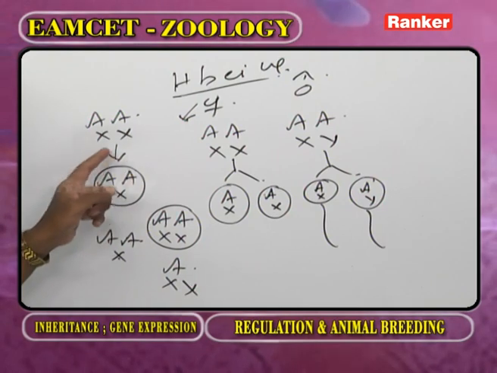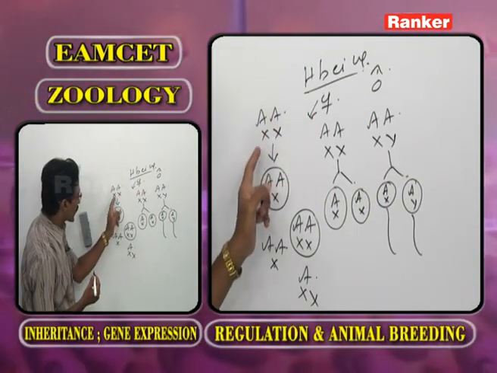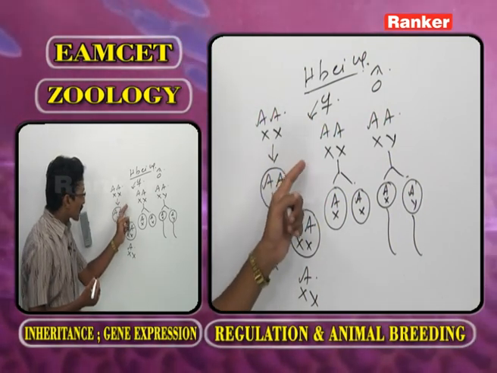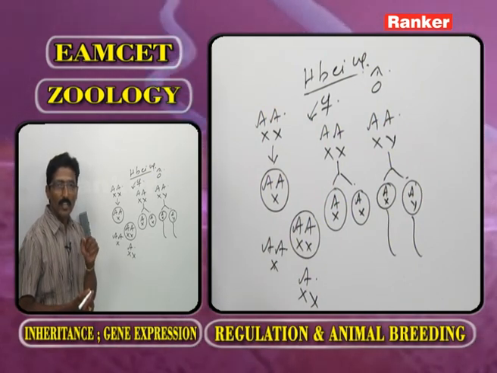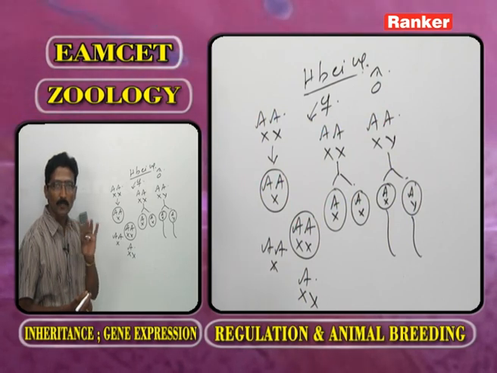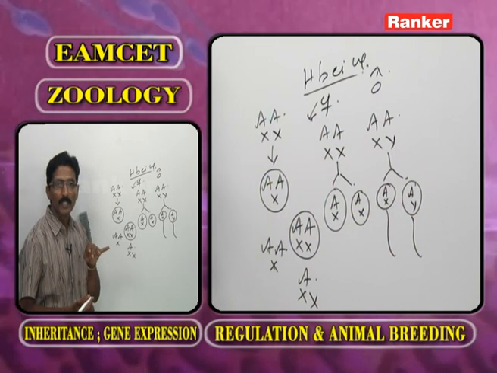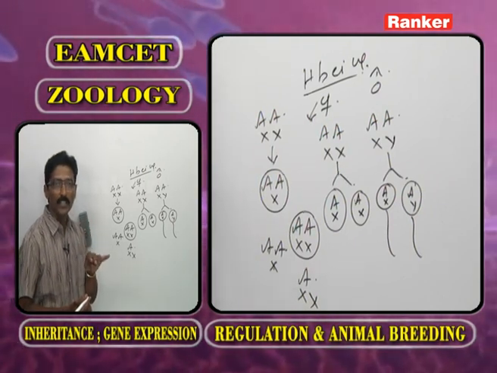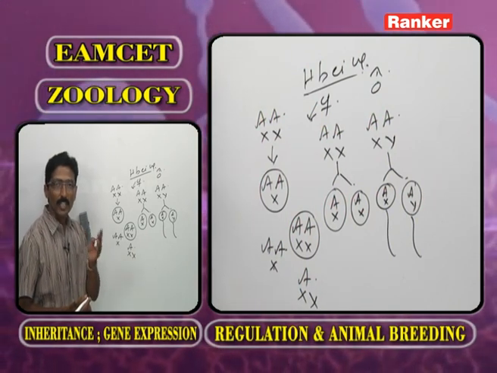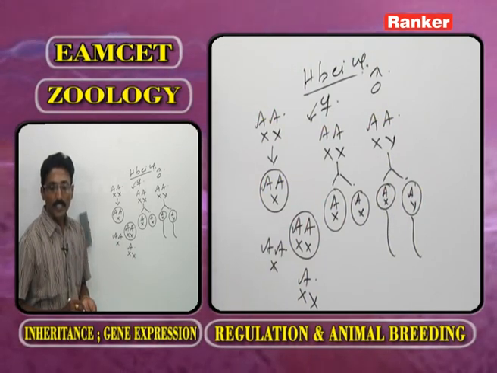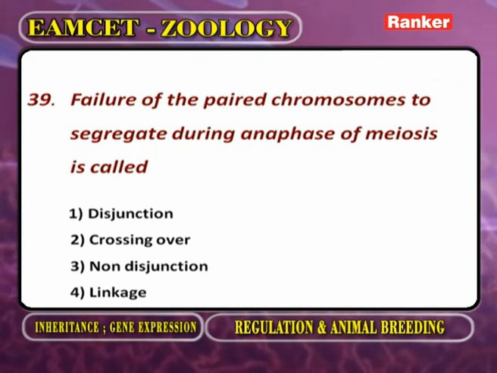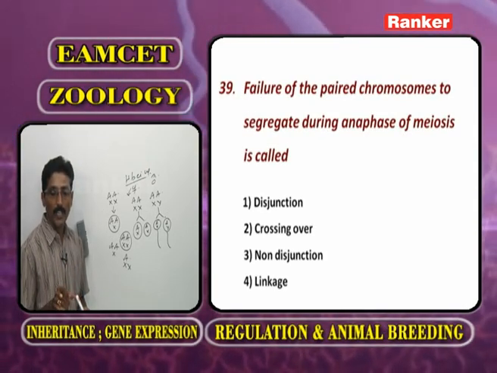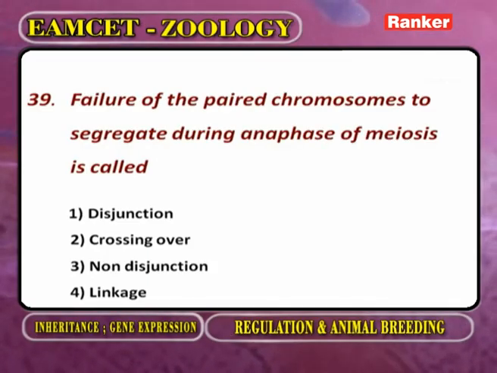So here the chromosomes are not separated in a proper way. If the chromosomes are not separated in a proper way, that is called non-disjunction. Because of the non-disjunction, we get abnormal gametes. If abnormal gametes undergo fertilization, we get a variety of male and female individuals. Here the question is, the failure of the paired chromosomes to segregate during anaphase of meiosis is called, they fail to separate. That we call non-disjunction. The answer is non-disjunction of chromosomes.